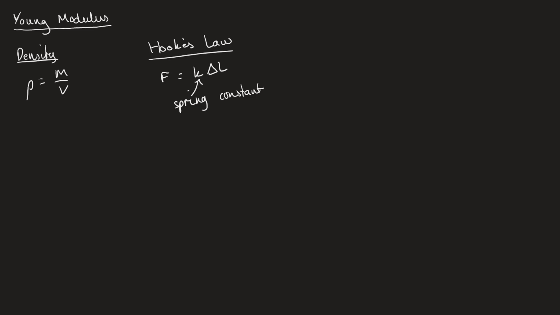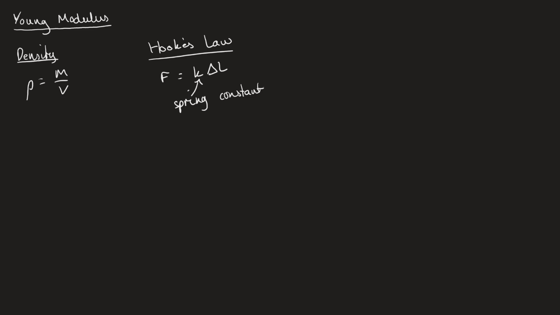Now, in order to define this, density states how closely compact things are. Hooke's law states how hard it is to extend a certain material or pull some certain material apart. And Young modulus is very closely related to the spring constant. It is a measure of how strong a material is, okay? And it is related to the spring constant, and we'll explain that relation in a second.